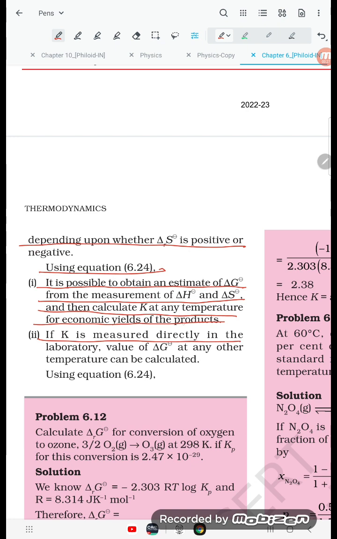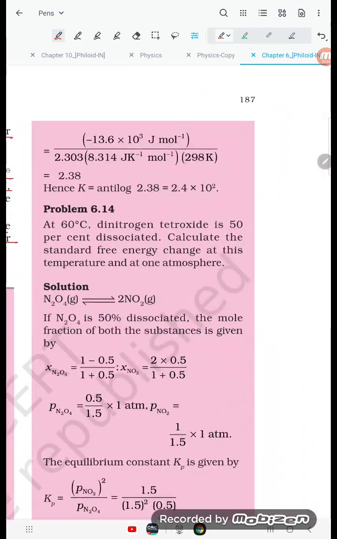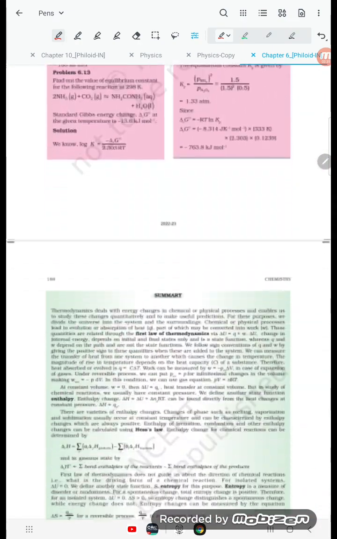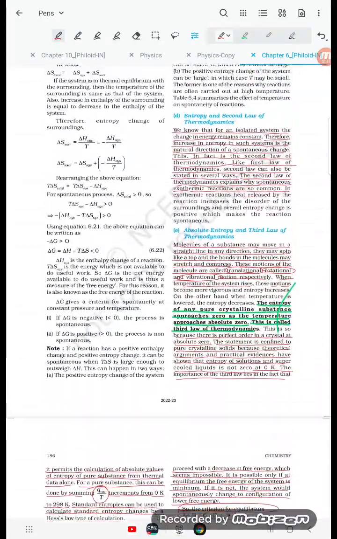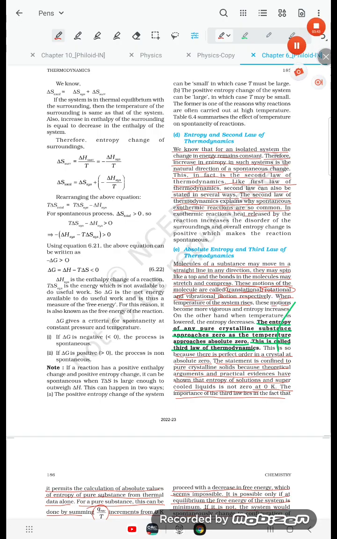If K is measured directly in the laboratory, the value of delta G naught at any other temperature can be calculated using the equation. So this is what the value of the Gibbs free energy is, students. I hope you have understood.